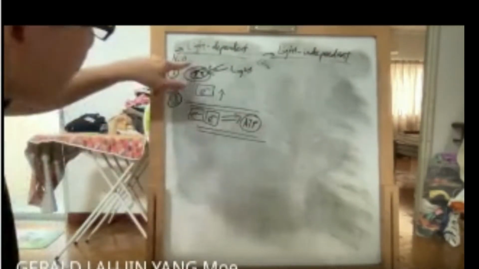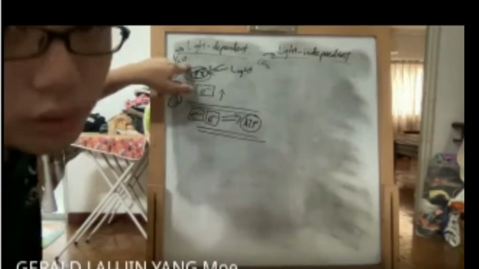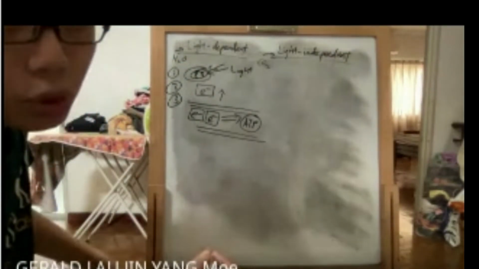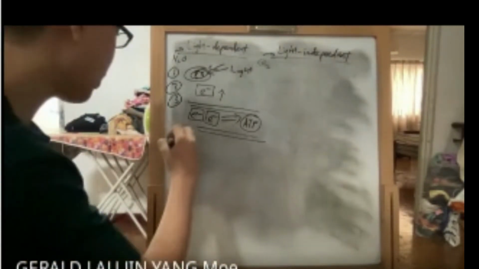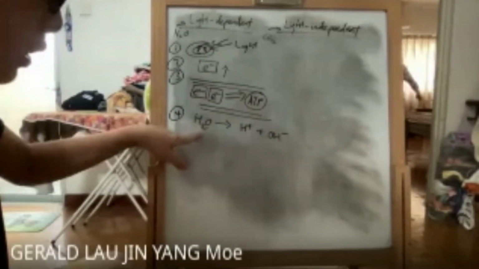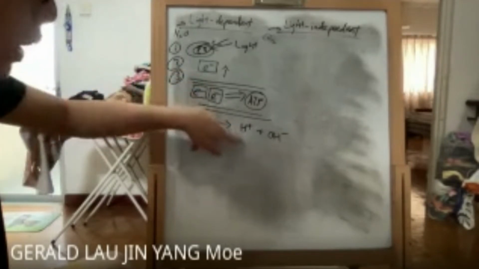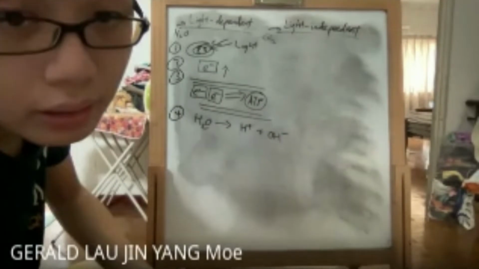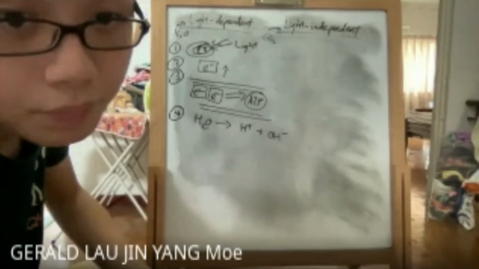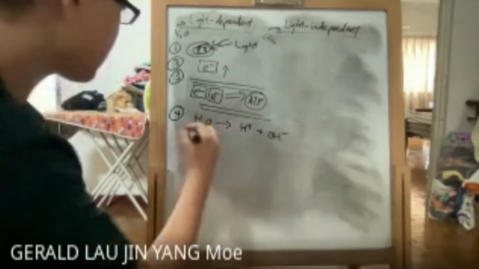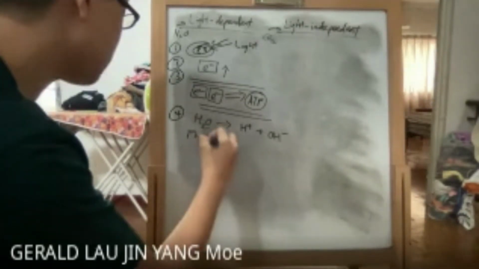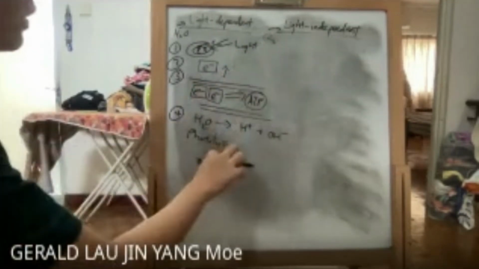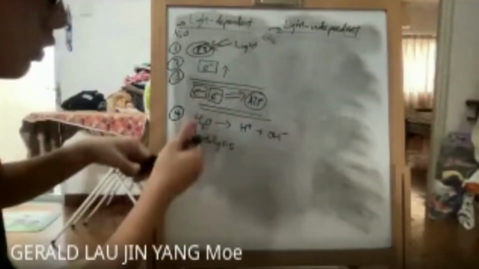So, like I said just now, there is water, right? This water will be broken down into hydrogen ion. Water molecule breaks down into hydrogen ion and hydroxide ion. So this process is called photolysis. Photo means involving light, you need the light. Lysis means you break down water.